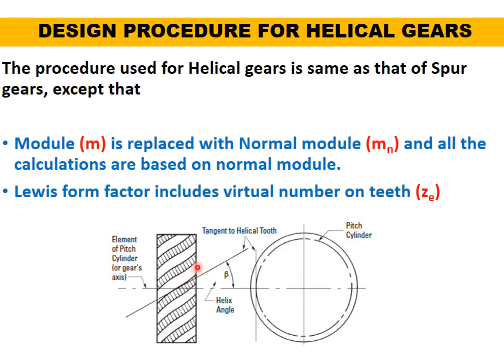The main difference between spur gears and helical gears is that helical gears have an angle. The teeth are at an angle of beta with respect to the shaft axis. That is the helix angle. We call beta the helix angle. This is just a basic differentiation to understand what exactly spur gears and helical gears are.